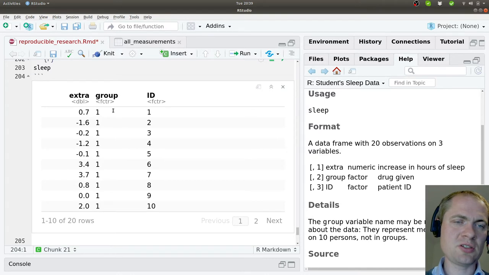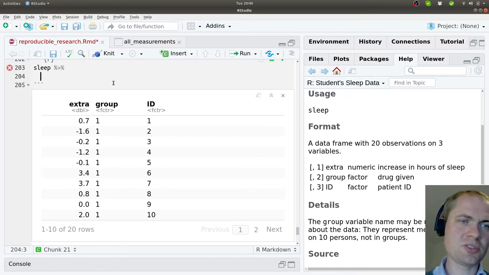Each patient has been treated with two different kinds of drugs. In this case, group one has been treated with one drug, and a different type of medicine has been used for those in group two. So it's the same patients; they have just been given different treatments, and then they have been looking at how much sleep they have gotten out of this.